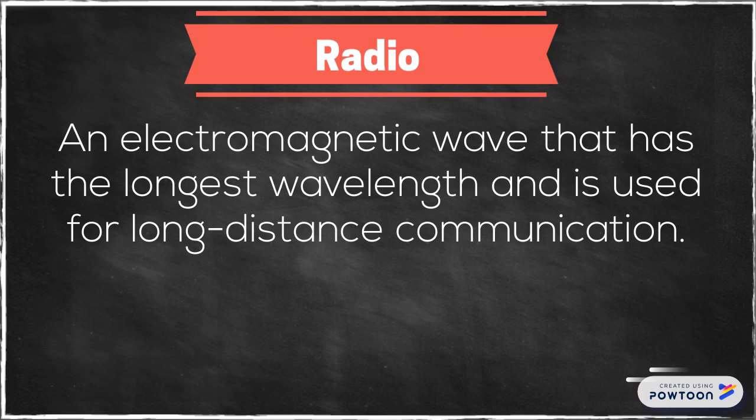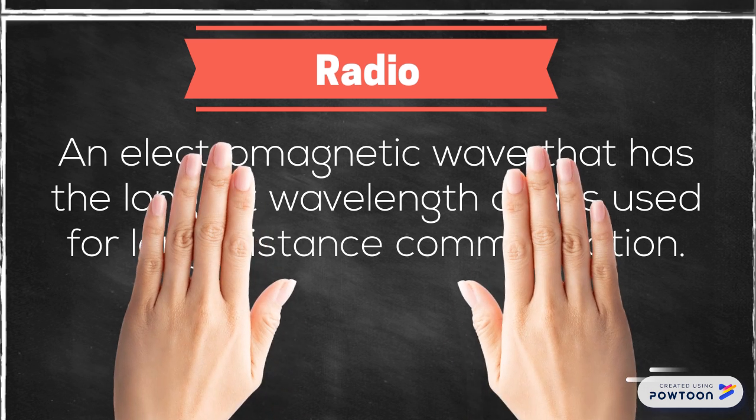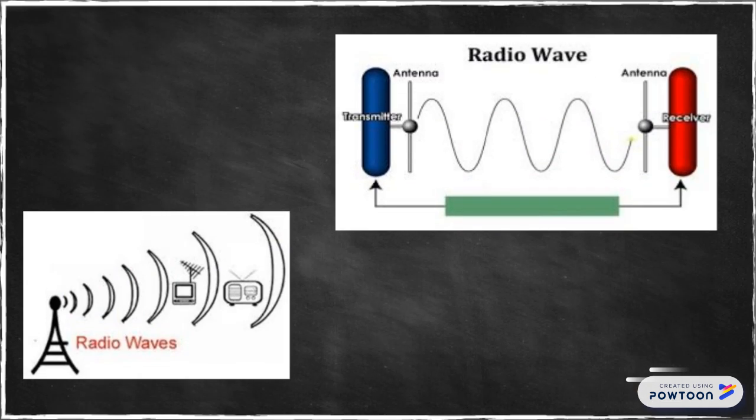First, we're going to start with radio waves, which is an electromagnetic wave that has the longest wavelength and is used for long-distance communication. One example would be the antenna, where one would be the transmitter and the other would be a receiver.